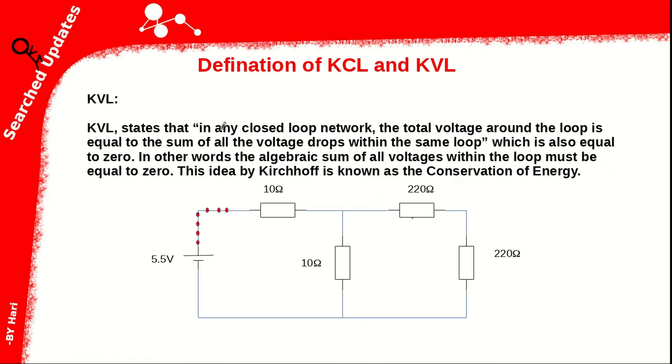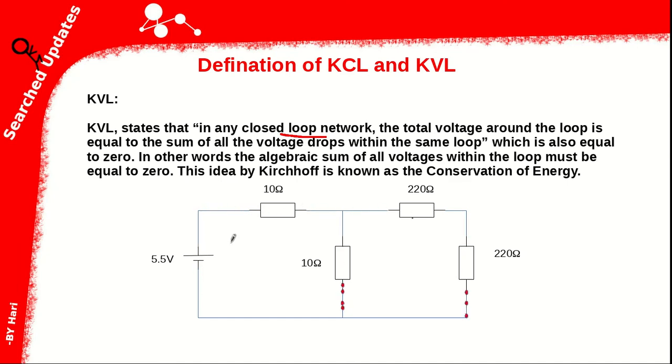Here's the definition of Kirchhoff voltage law. Kirchhoff voltage law says that in any closed loop or network, the total voltage around the loop is equal to the sum of voltage drops within the same loop, which is also equal to 0. In other words, the algebraic sum of the voltages within the loop must be equal to 0. This idea by Kirchhoff is known as conservation of energy.